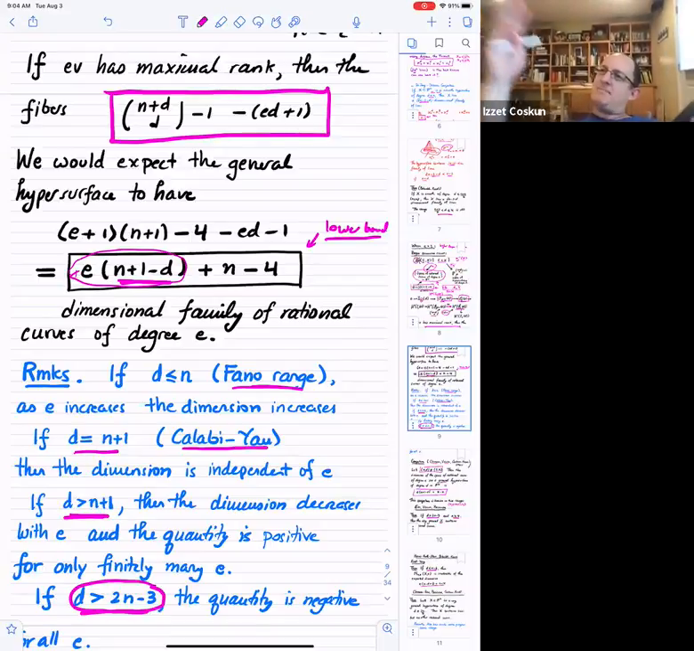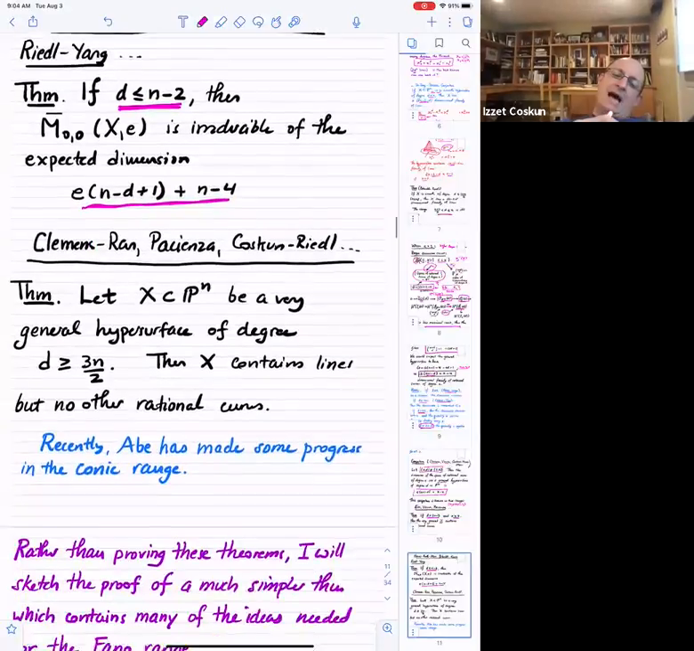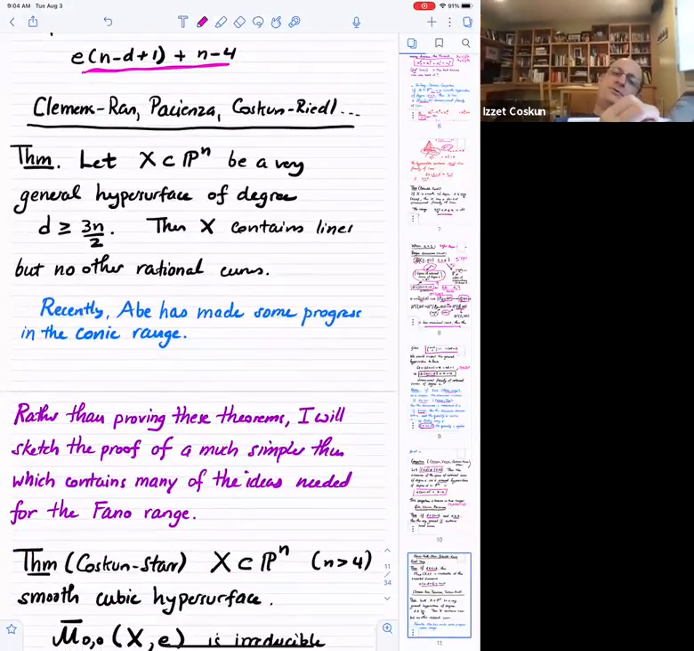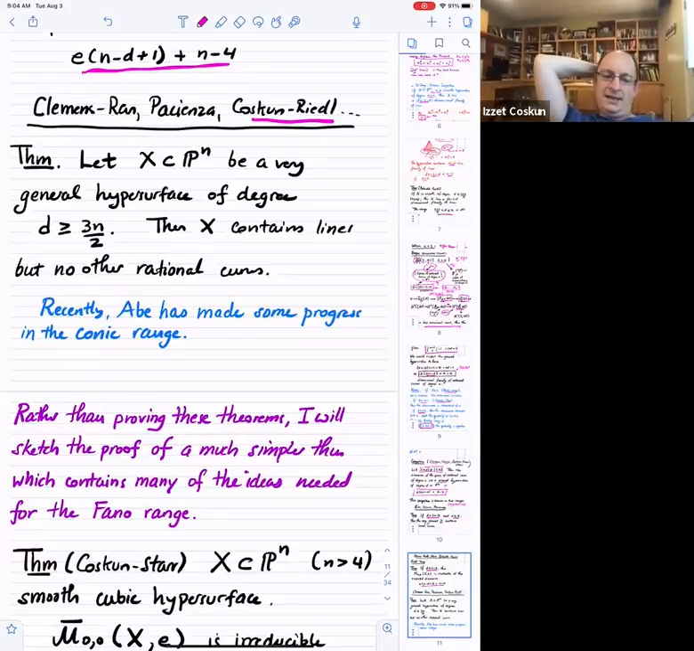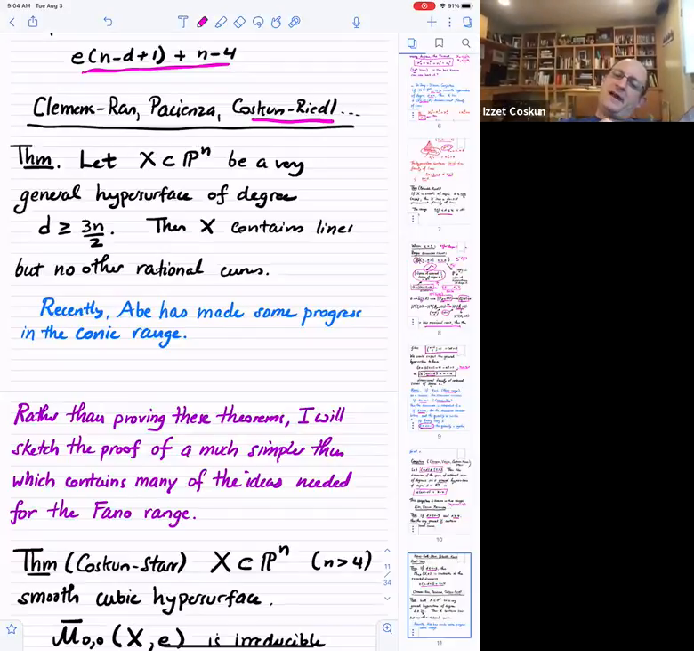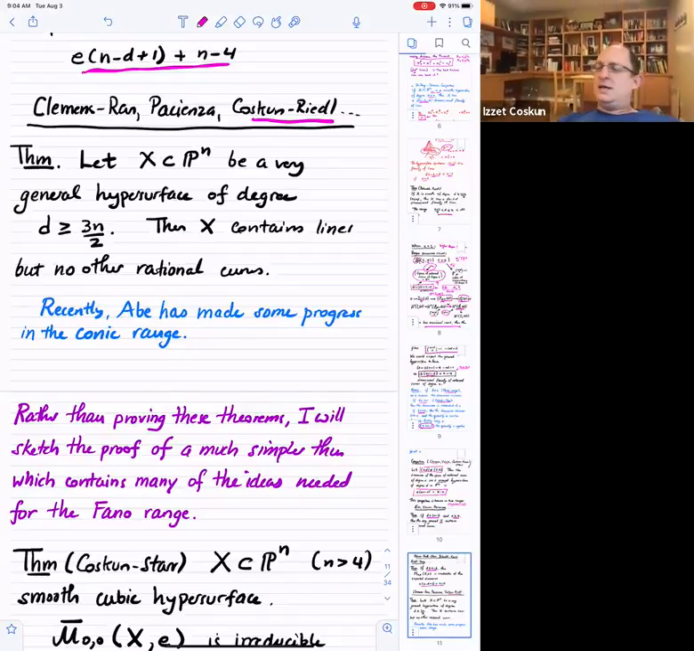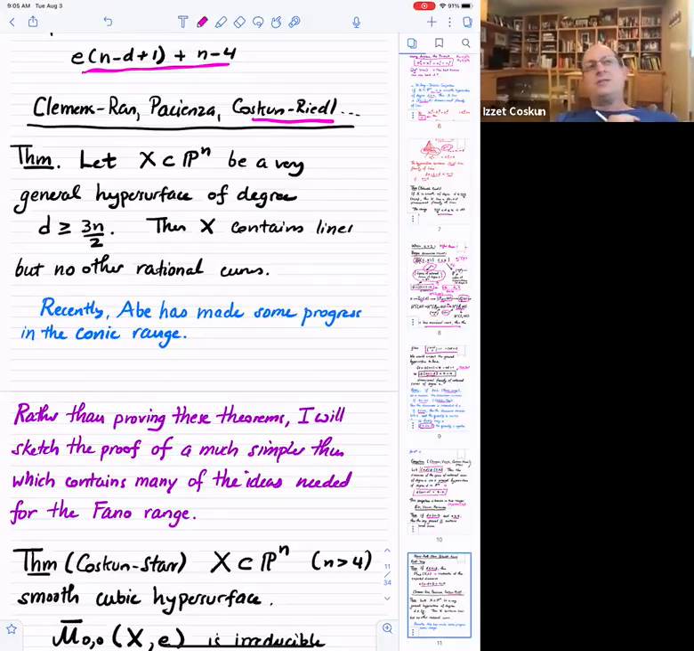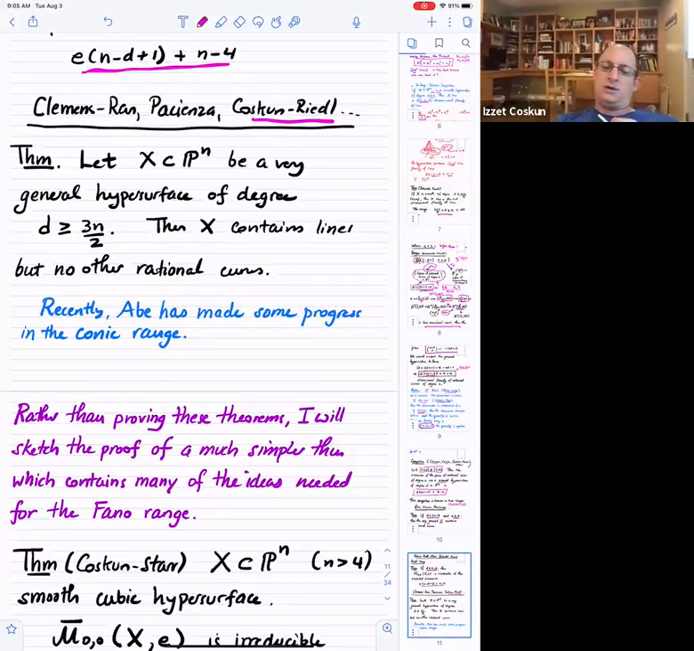Okay, so past that point, you expect only lines, and when you make E equal 3, then roughly 4/3 n, and then you expect cubic curves and so on and so forth. But the line range is known, and the sharp results are again due to Eric and myself. And the statement is like this: if you have a very general hypersurface of degree greater than 3n/2, then up to the degree being 2n-3, they will contain lines. But those are the only rational curves; it contains lines, but no other rational curves.